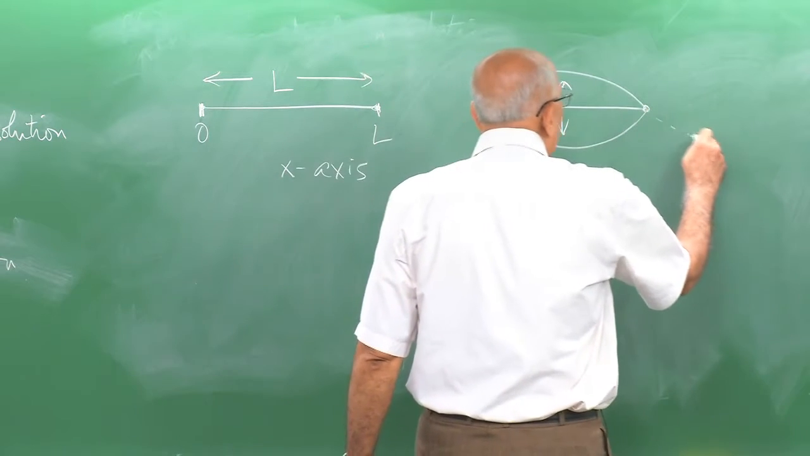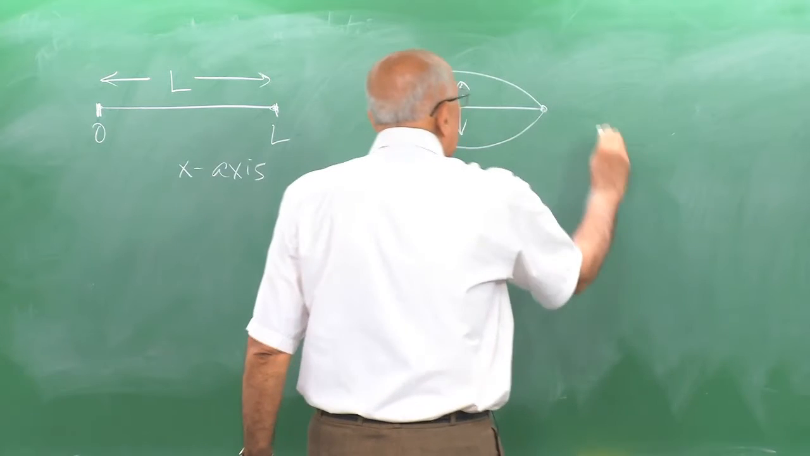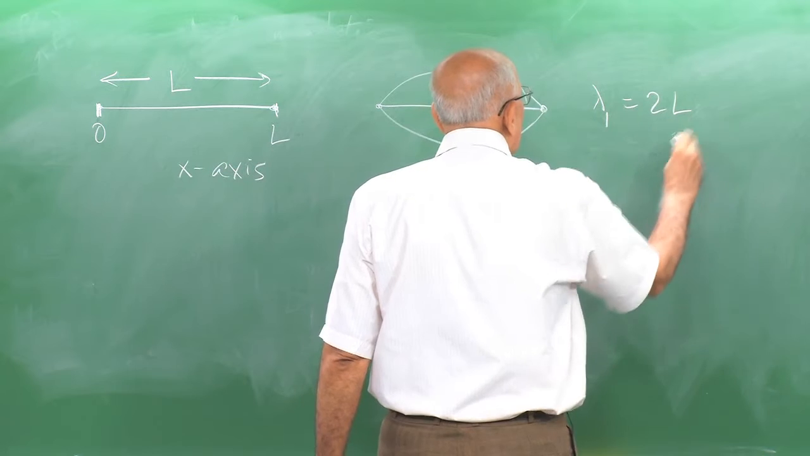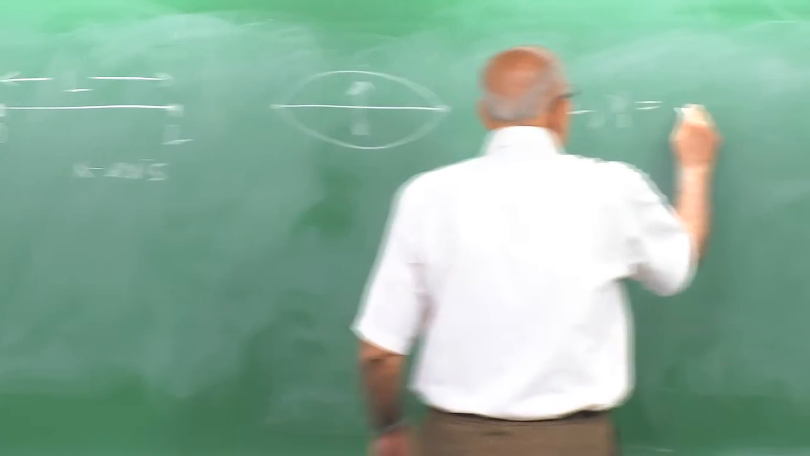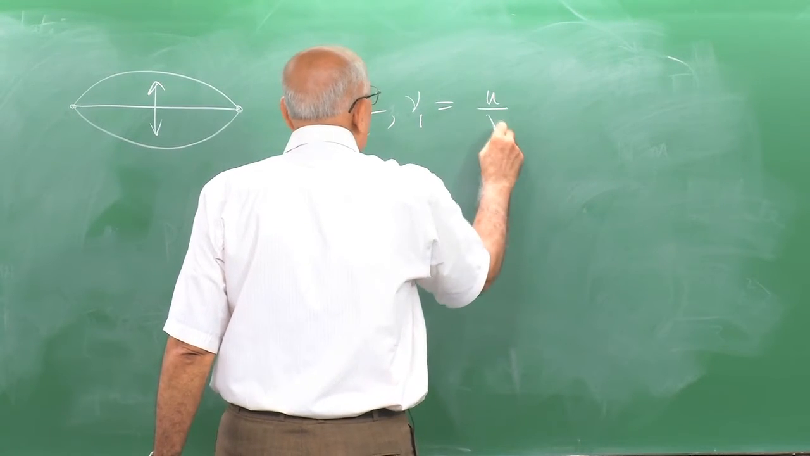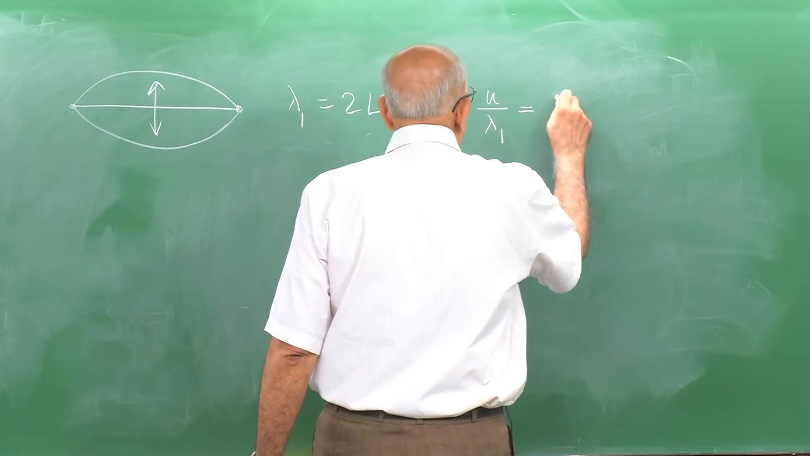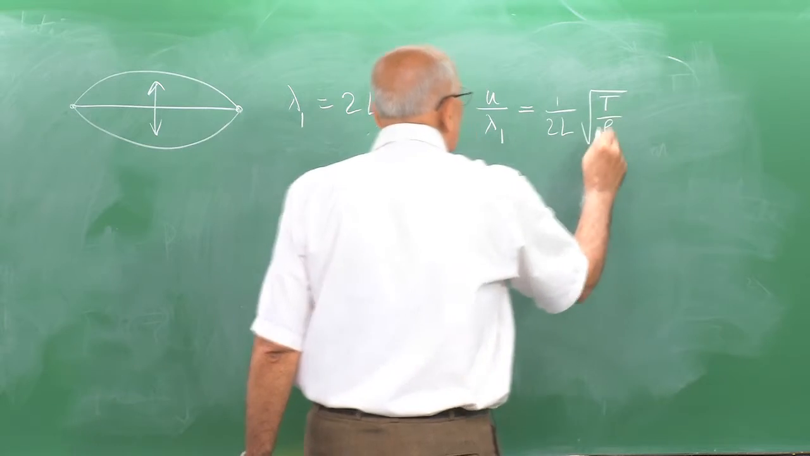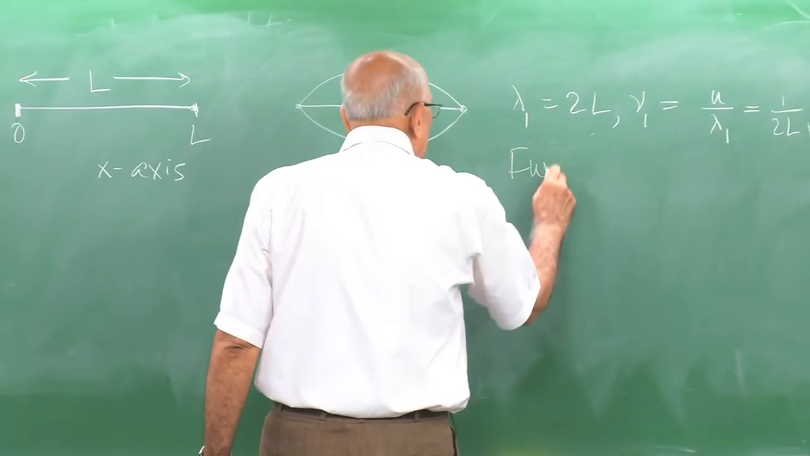So the actual wavelength of this wave would be twice the length of the string. In this case, that is the fundamental mode, so lambda 1 is 2L, and the frequency nu 1 is obviously equal to the speed v divided by lambda 1, which is equal to 1 over 2L square root of T over rho. So that is the fundamental mode.